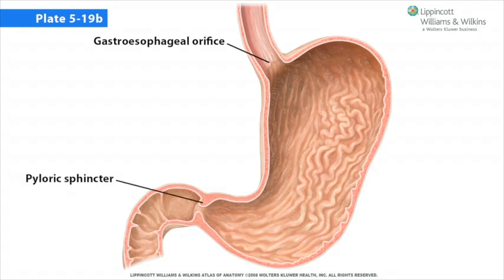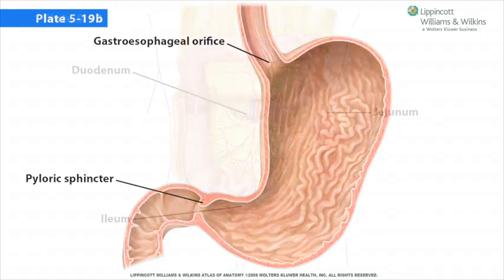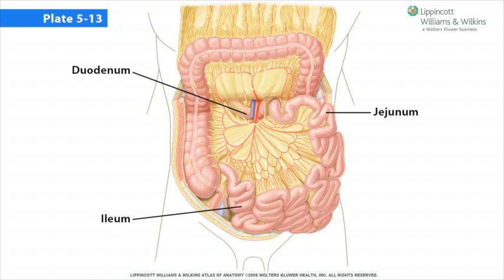Relaxation of the pyloric sphincter simultaneous with contraction of muscles in the antral region causes chyme to leave the stomach and enter the duodenum. The duodenum, the jejunum, and the ileum are the 3 parts of the small intestine, the portion of the gastrointestinal tract primarily involved in absorption of nutrients from food.